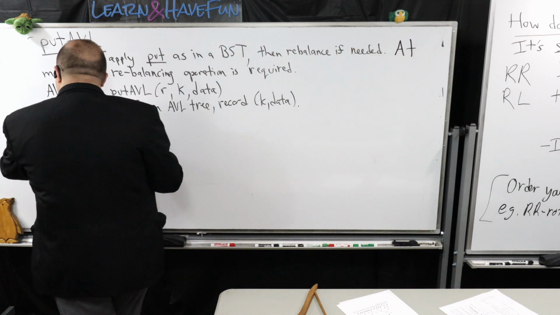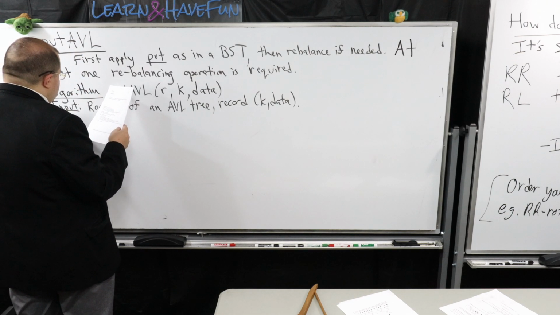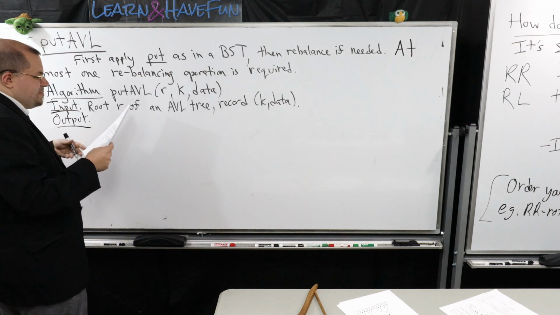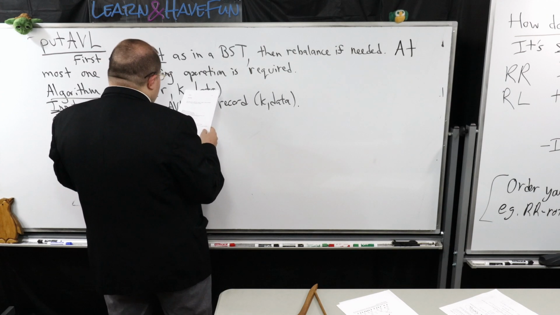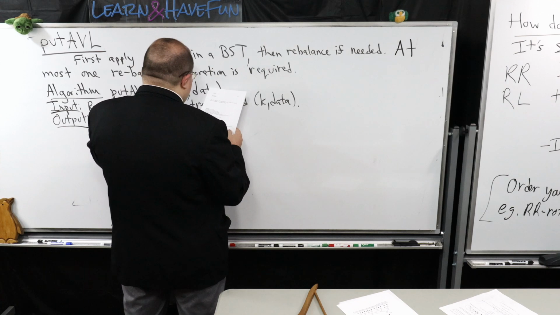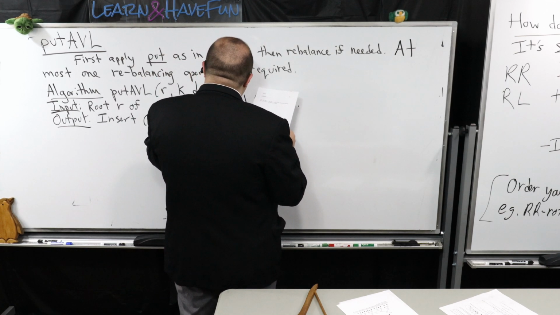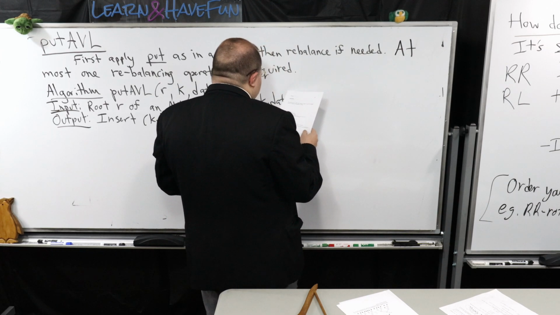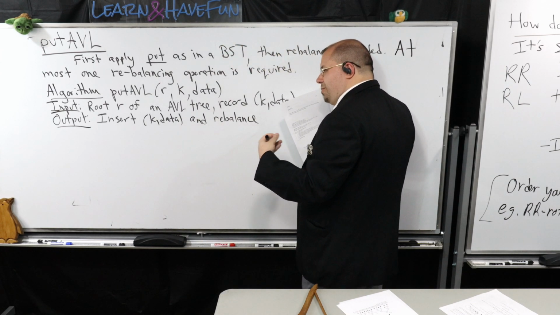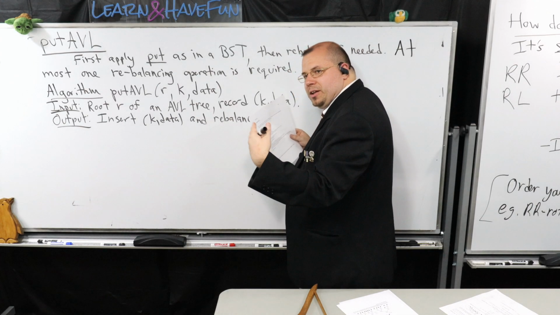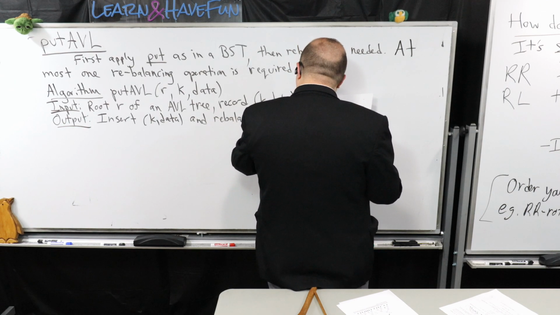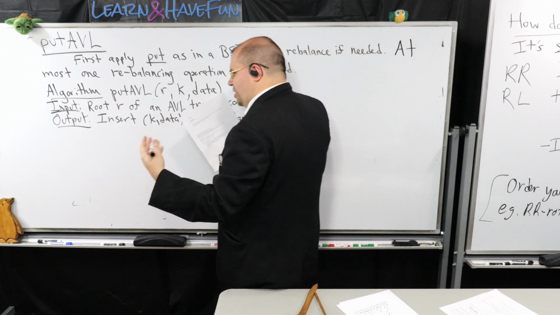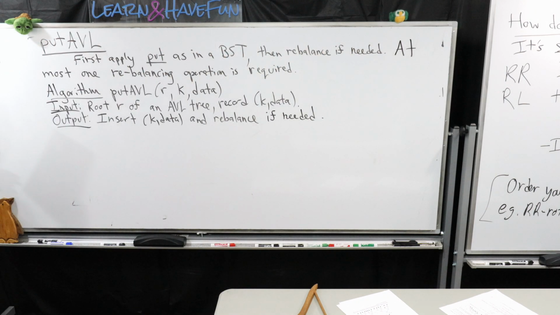Then next, I'm just going to make it so it just does the insertion, but you can easily modify it to do all sorts of different things. So insert the record K data and rebalance if needed. For example, you can easily modify this to report the error if you get a duplicate key. I'm not going to focus specifically on that here. We've already talked about this before. So I'm going to just start off by applying put.